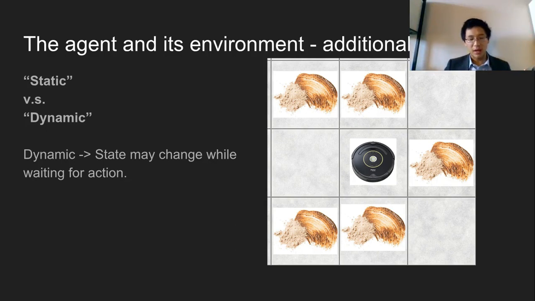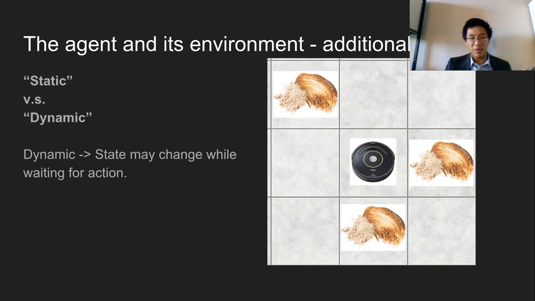So a dynamic environment means that the state might actually change before you choose an action and do it. This is more difficult to deal with, and this means that we should probably focus on finding a good action quickly before the state changes and we have to start all over again.